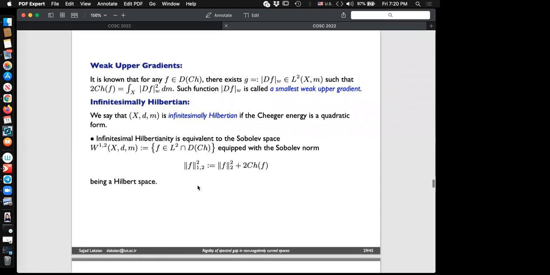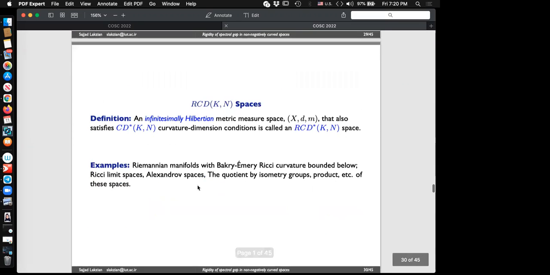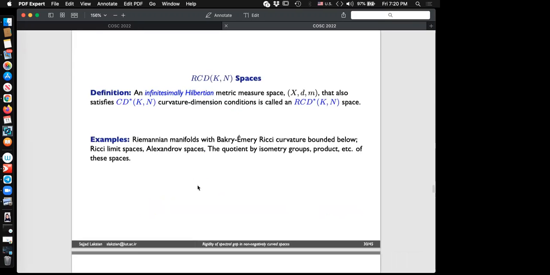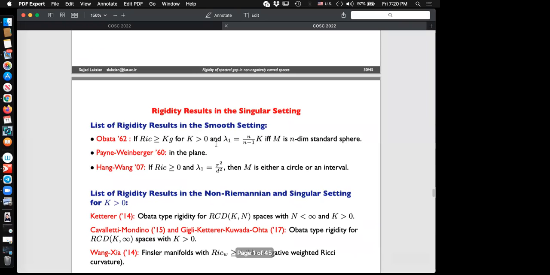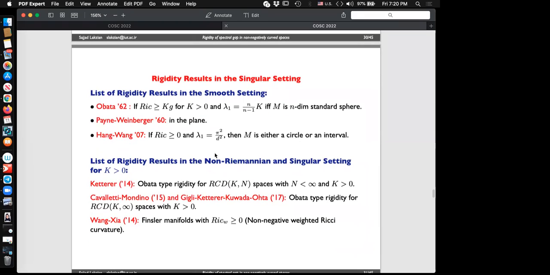So for us, the W^{1,2} space is the space of functions that have finite Cheeger energy. Okay, so if a space is infinitesimally Hilbertian, then we call that an RCD, R for Riemannian, because we basically assume an infinitesimal Euclidean inner product on gradients of functions.